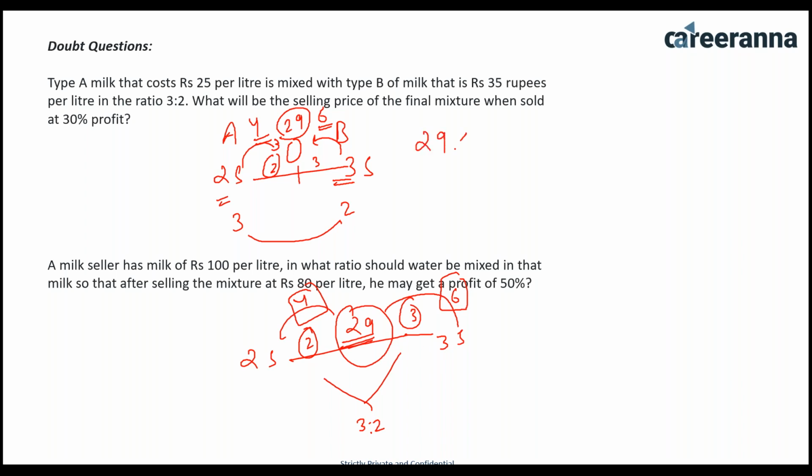Now cost price is 29 and I have to find out 30% profit. 30% of this number is 8.7. How can I do it? I just have to multiply this number by 3 and divide it by 10. 29 multiplied by 3 is 87. Divided by 10, it is 8.7. So 8.7 plus 29 will be the selling price for this question. It will be 37.7. Is it clear to all? You don't need to use pen and paper to solve this question. It's a very easy question, guys.